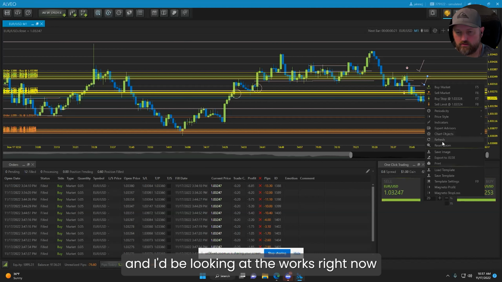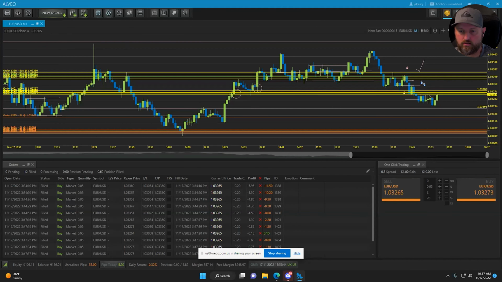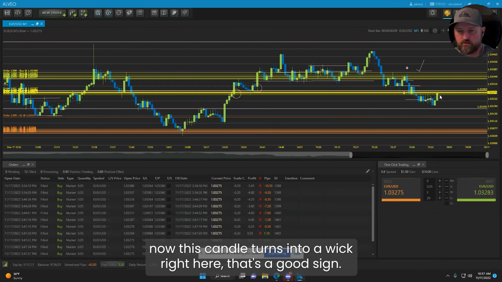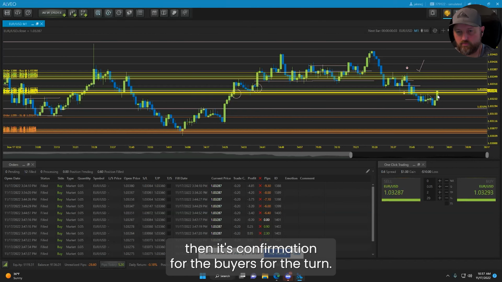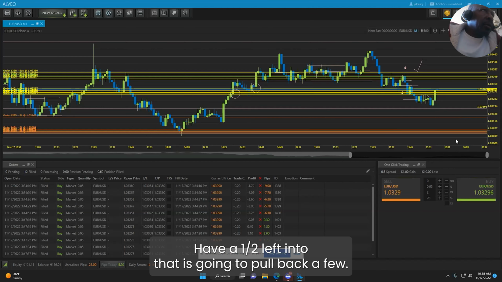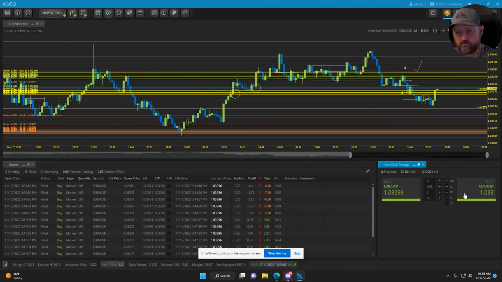And I'd be looking at the wicks right now on my sells. If this candle turns into a wick right here, that's a good sign. But if the body holds, then it's confirmation for the buyers for the turn. We have 1 second left into that. So it's going to pull back a few. Then sellers could fade this move. It could fade this move if you're a seller.